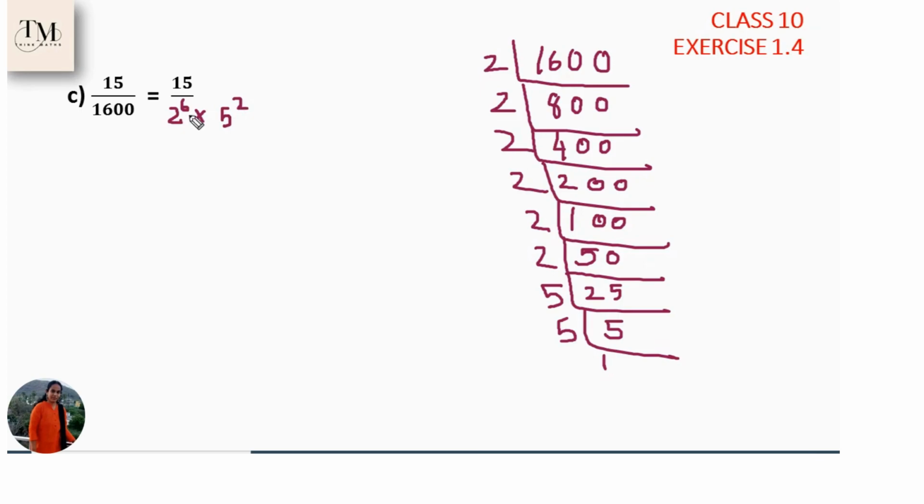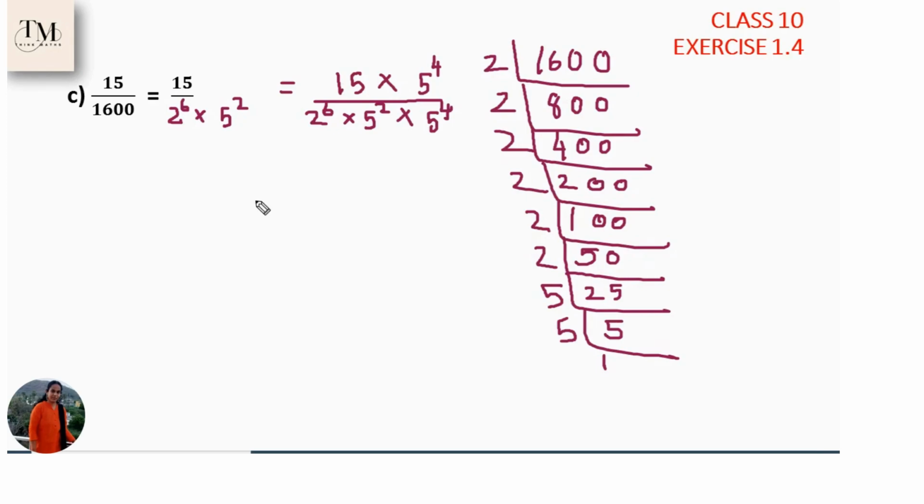So in order to balance both of these, I multiply again by 5 power 4, so that the powers will be the same. So we can write 15 divided by 2 power 6 into 5 power 2. These two values cannot be combined as 2 into 5 to the power because their powers are not the same. So to bring the powers to the same, I multiplied by 5 power 4 on numerator and denominator.